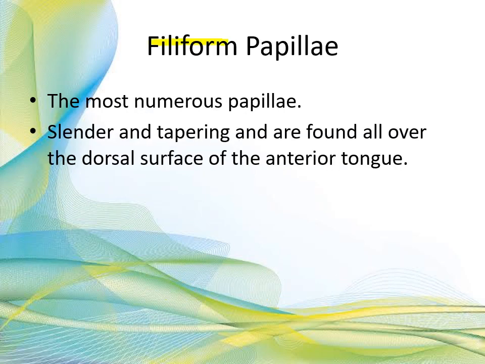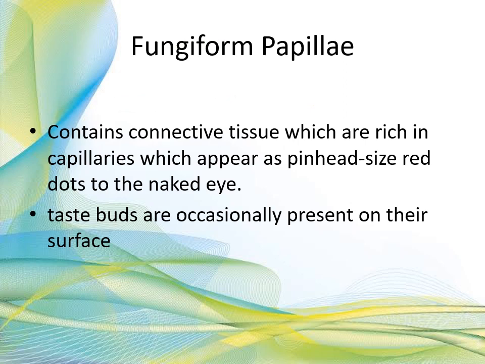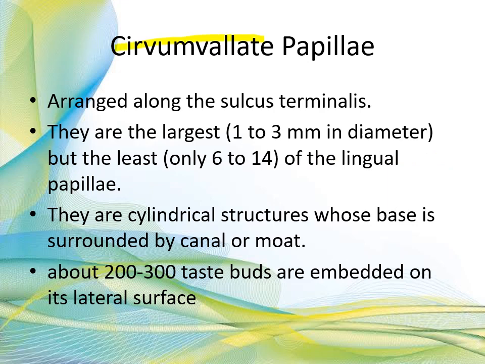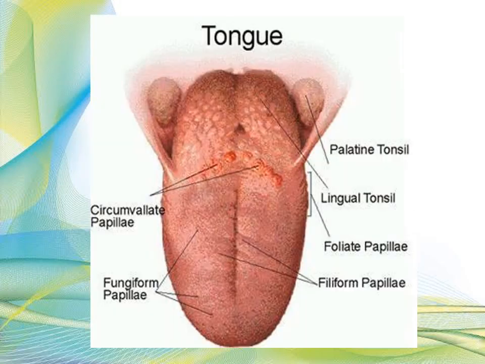So first is the filiform. It is the most numerous papillae. It is slender and tapering. Ang fungiform naman, it consists of connective tissue which are rich in capillaries. They appear as pinhead-sized red dots to the naked eye. So taste buds are occasionally present on their surface. Tapos yung circumvallate, they are the largest but the least. Ibig sabihin sila yung mga pinakamalaki pero sila yung pinakakakaunti. So yan, we have the filiform, the fungiform, and the circumvallate.